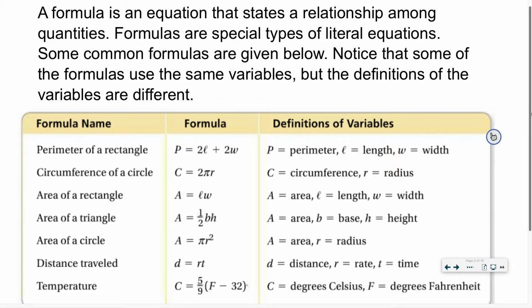You've used circumference of a circle, you've used the area of a rectangle, area of a triangle, area of a circle as well. The distance formula here, you have used. Like last year, if you had a problem such as so-and-so drove 150 miles in 3 hours, what were her miles per hour? That's a distance travel question. Distance equals rate times time. So today, those are literal equations because they have multiple variables in there. We're going to start to solve literal equations for a specific variable.